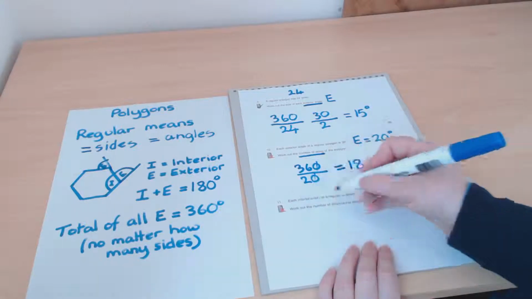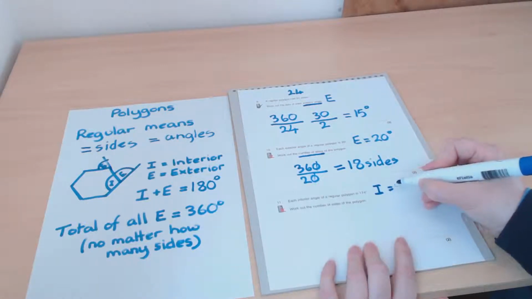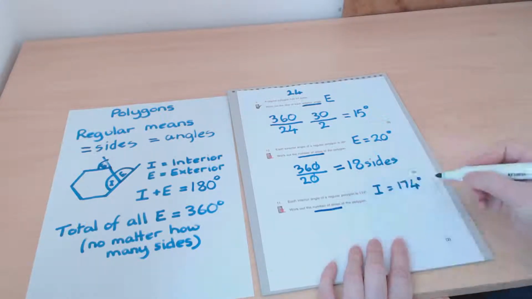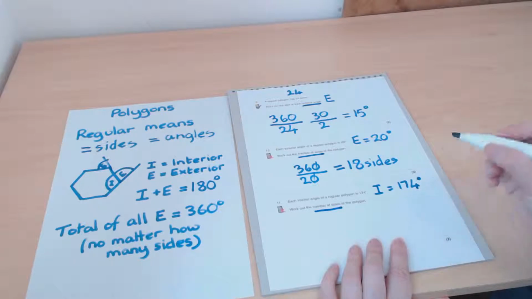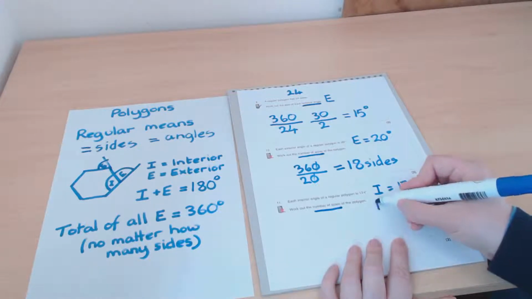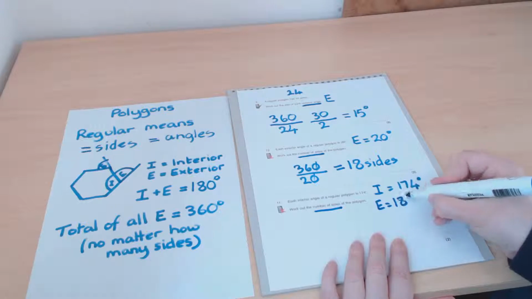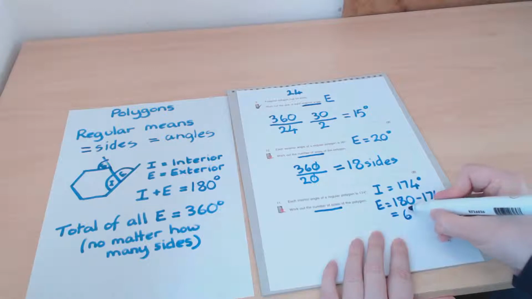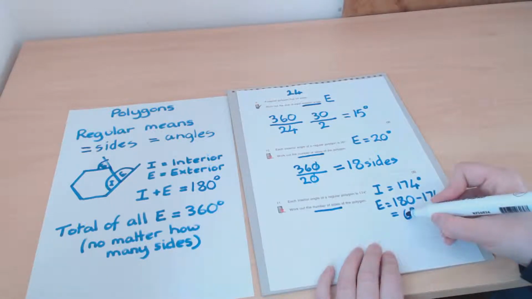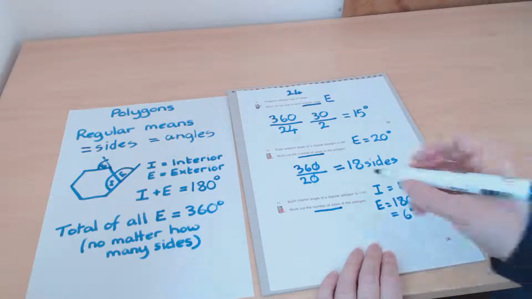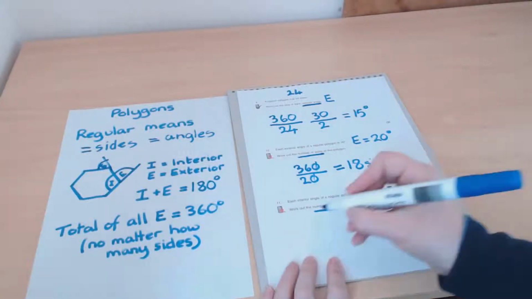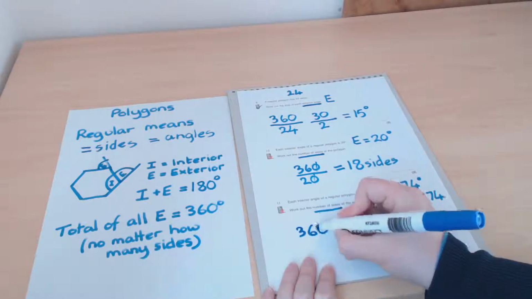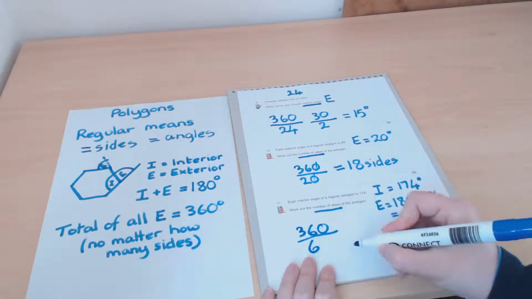Okay. Here, this one tells us that our interior angle is 174 degrees, and asks us for the number of sides. To work out the number of sides, we first need to work out the exterior. So the exterior is 180 take away the interior, so that is 6 degrees. 6 times however many sides there are has to add up to 360. So to find the number of sides, we're going to do 360 divided by 6.